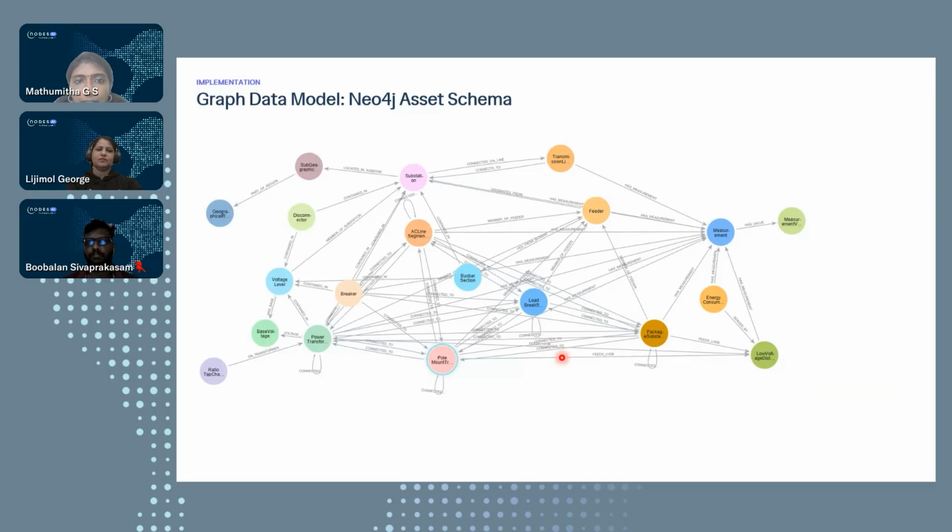So this is a Neo4j schema. We have adapted it based on the IEC 61968 Common Information Model, which represents the distribution side. The model has core assets like substation, feeder, transformer, breaker, and the electrically connected networks.